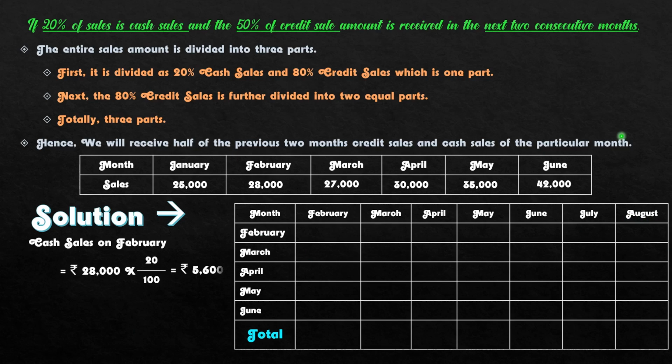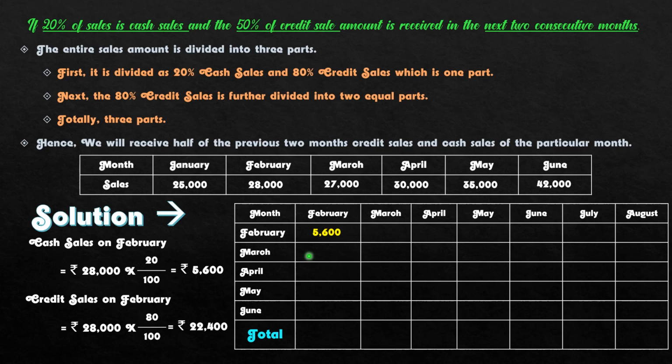Cash sales on February. First, we have to find out the cash sales on February. That is rupees 28,000 into 20 by 100, which is rupees 5,600. So 5,600 we will enter for February. Next, credit sales on February. If 20% is cash sales, the remaining 80% is credit sales. So 28,000 into 80 by 100 is 22,400. This 22,400 is divided into two, that is 11,200 and 11,200. One 11,200 I will receive in March, another 11,200 I will receive in April.